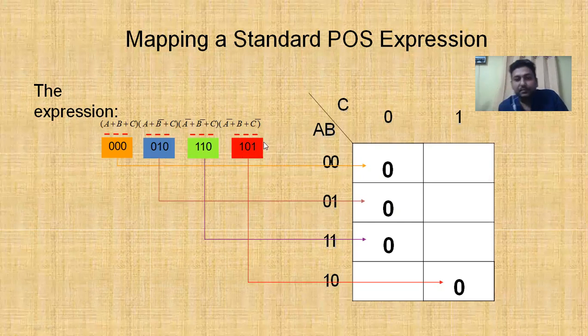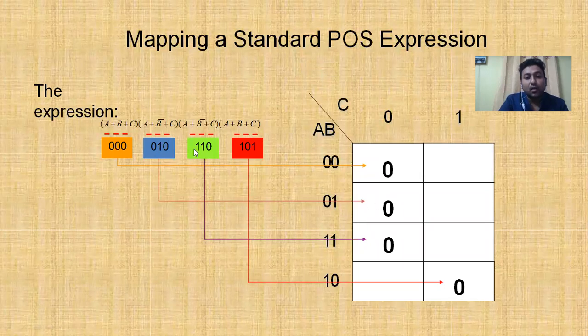Now we are putting the values in the K-map. Obviously we put 0 instead of 1. In case of POS we put 0. So 0 0 0, this is 0; 0 1 0, this is 0; 1 1 0; and 1 0 1, that means this cell. So that's how we can map the POS expression in a K-map. A POS expression is just the opposite of SOP. Here we consider 0 for the values.